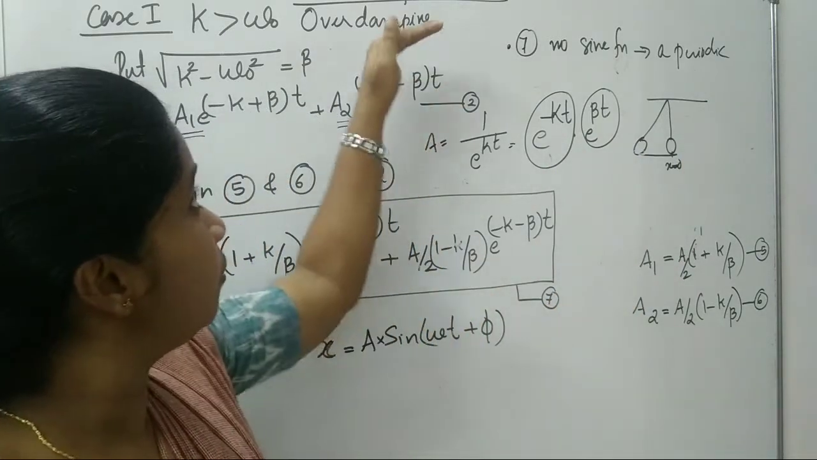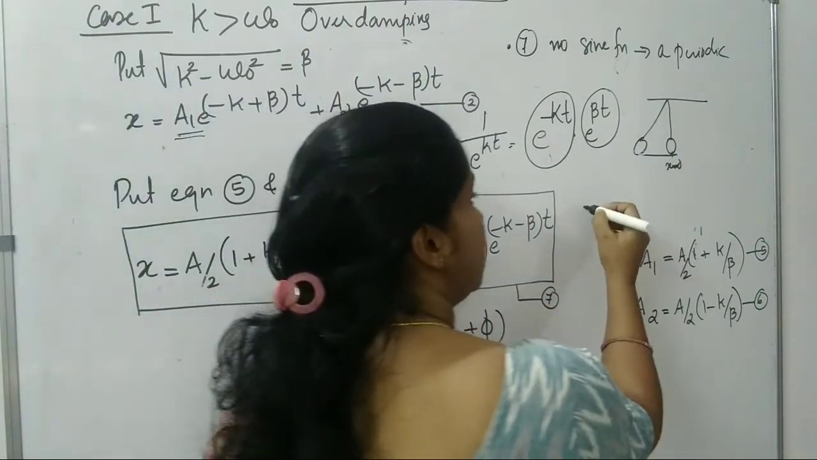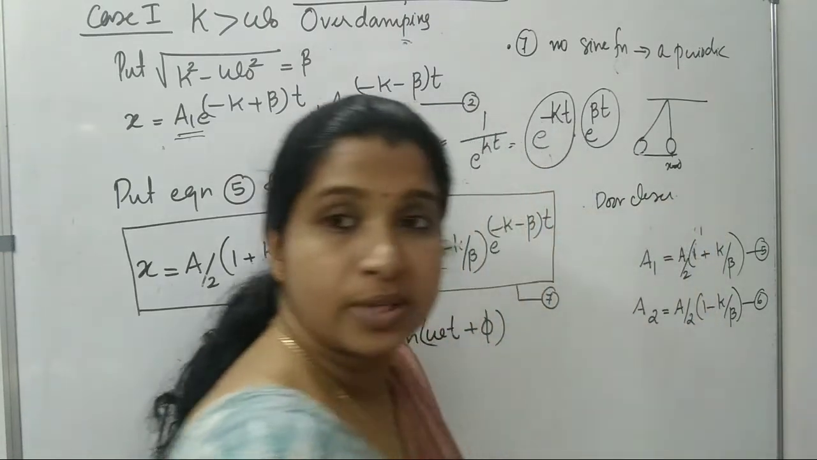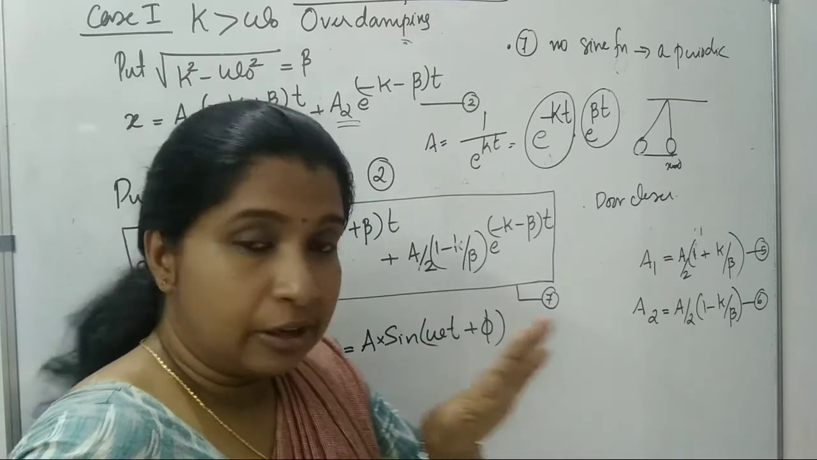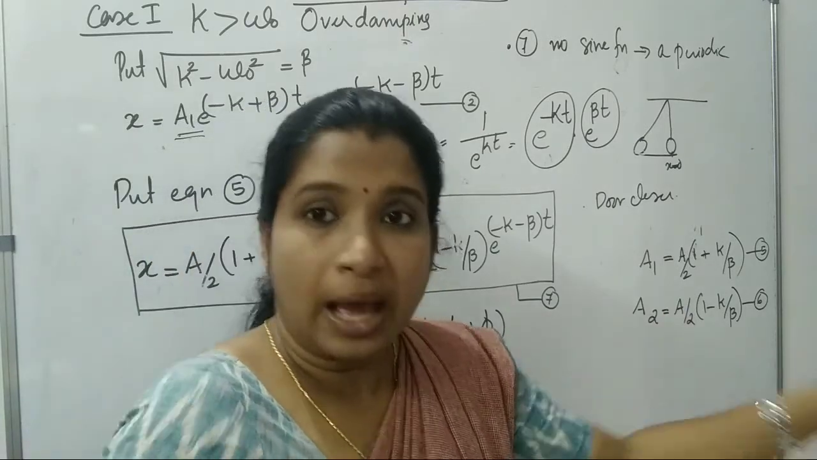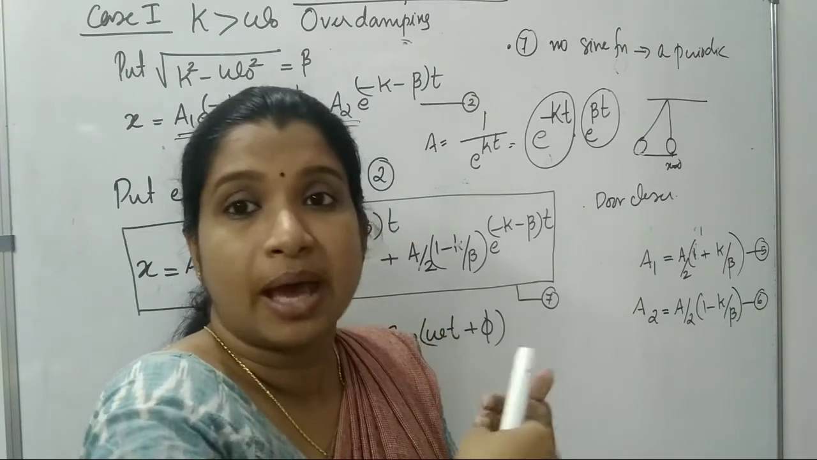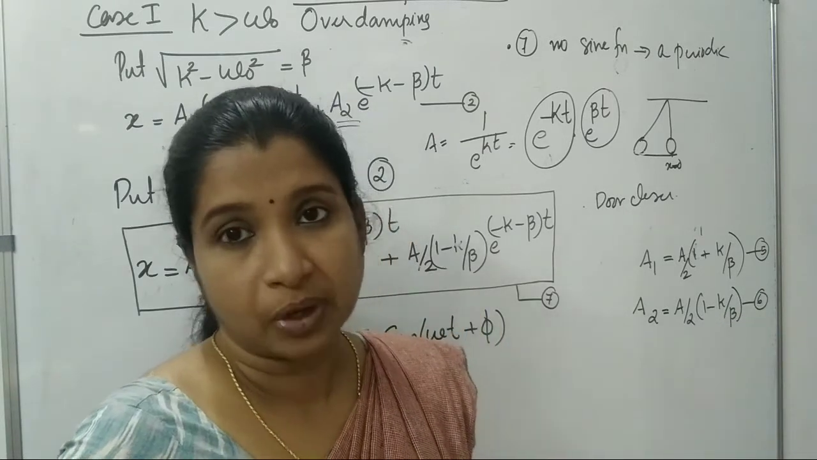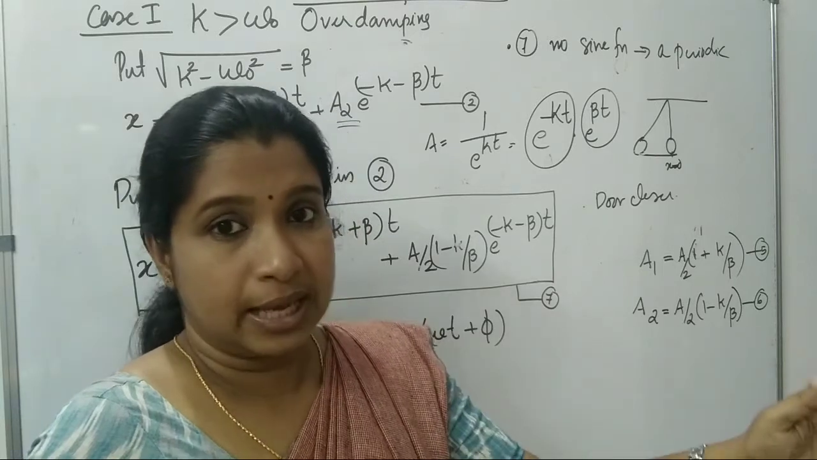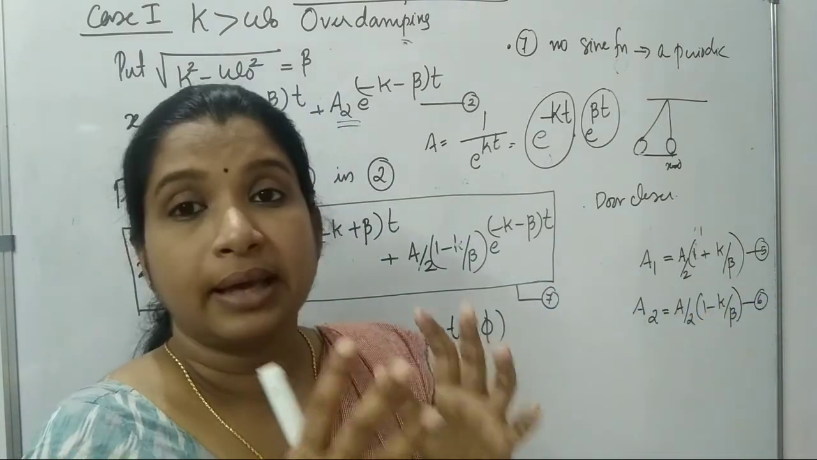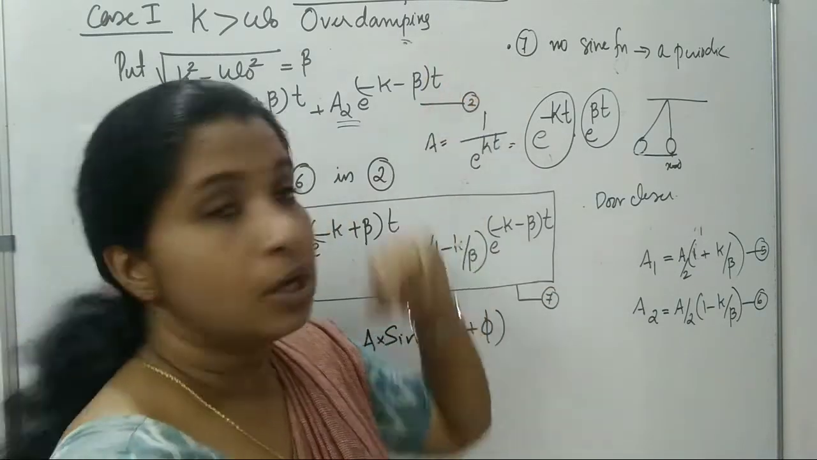The example of this overdamped motion is a door closer. If a door closer is attached to a door, we can pull that door and then release it. It slowly comes back to the equilibrium position. It never crosses the equilibrium position. The motion is very slow in nature. That kind of motion is called overdamping.